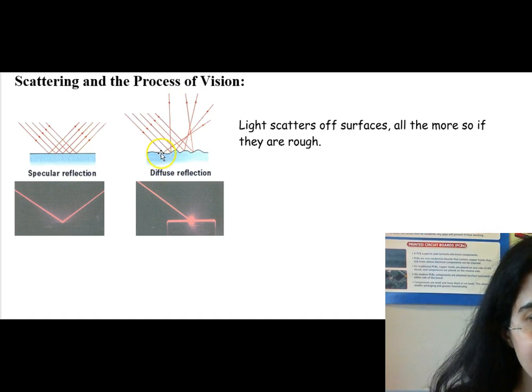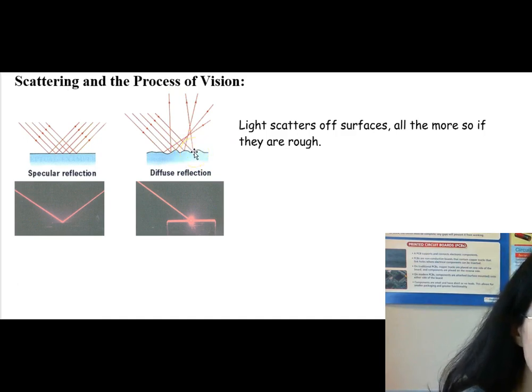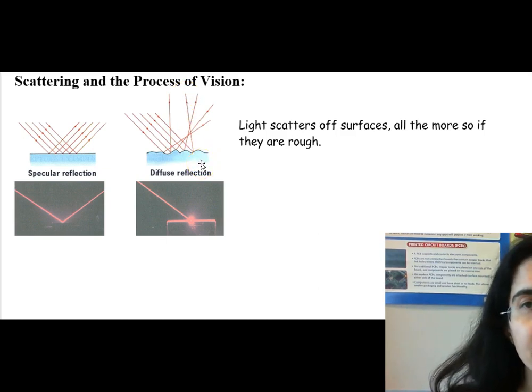Sure, when you hit the surface, the angle in equals the angle out. But if you didn't correctly see which angle you hit the surface, if you thought the surface is absolutely flat, and it turns out you hit some weird funny bump over here, the angle in was a lot smaller than you thought. The angle out is going to be a lot smaller too. Light scatters off all surfaces, all the more so if they are rough.